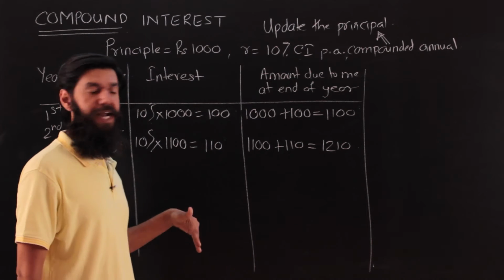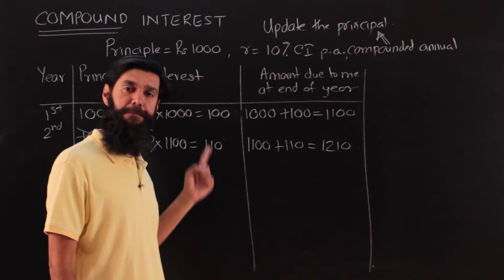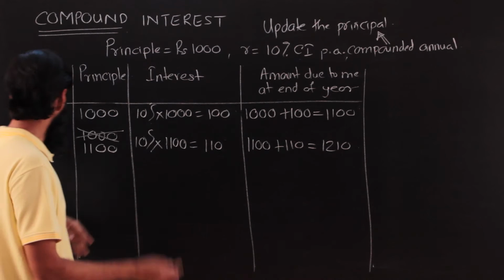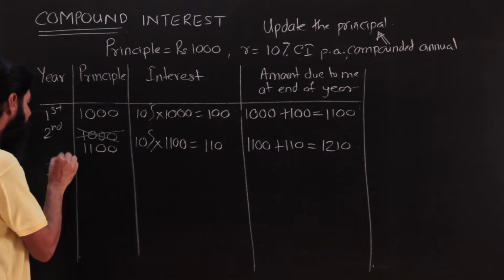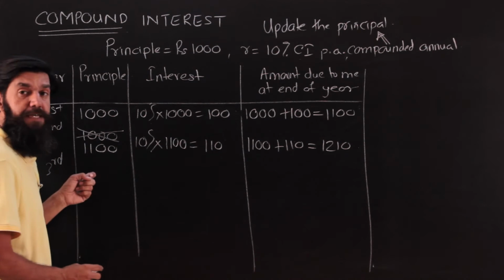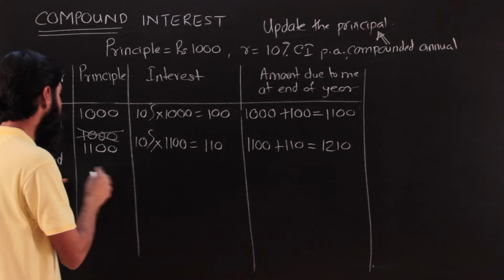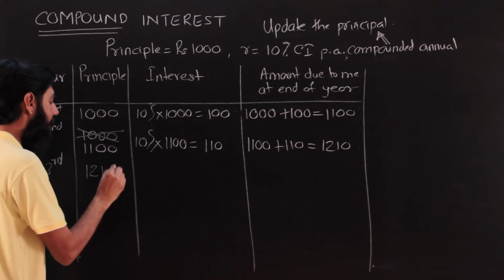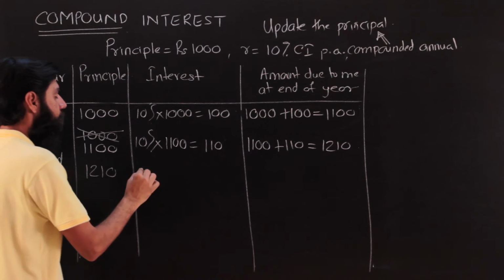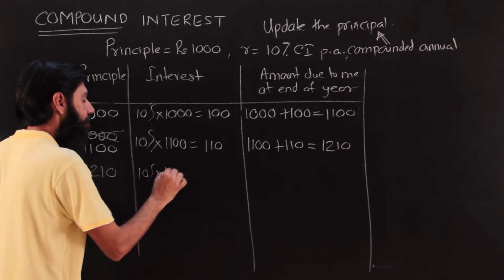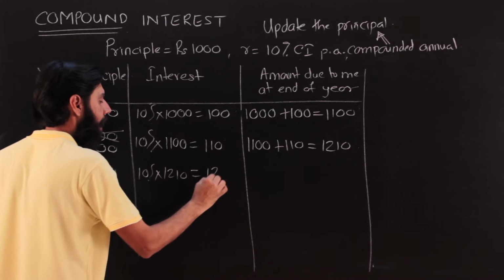You could even do it cumulatively: 1000 plus 100 plus 110. So at the third year, just to reinforce and repeat it, the principal will again be compounded. That is going to be updated to the money that is owed to me, 1210, right? So I'll be getting 10%, but this time of 1210, that is 121.